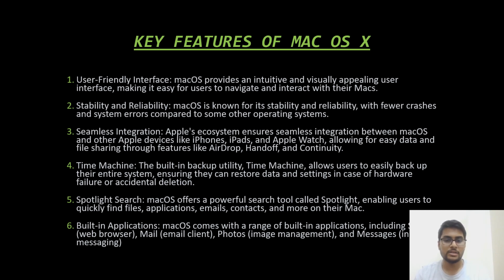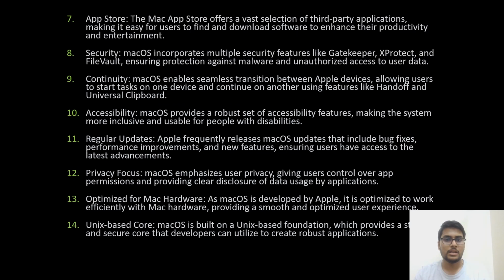Spotlight search. macOS offers a powerful search tool called Spotlight, enabling users to quickly find files, applications, emails, contacts, and more on their Mac. Built-in applications. macOS X comes with a range of built-in applications, including Safari, Mail, Photos, Messages, etc. App Store. The Mac App Store offers a vast selection of third-party applications, making it easy for users to find and download software to enhance their productivity and entertainment.